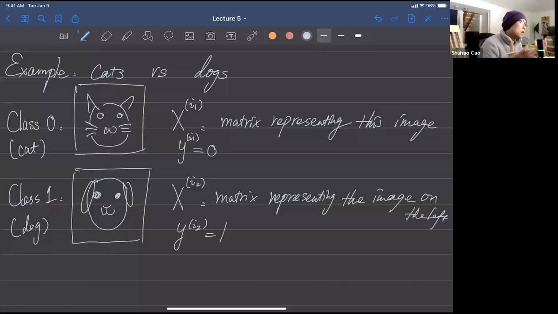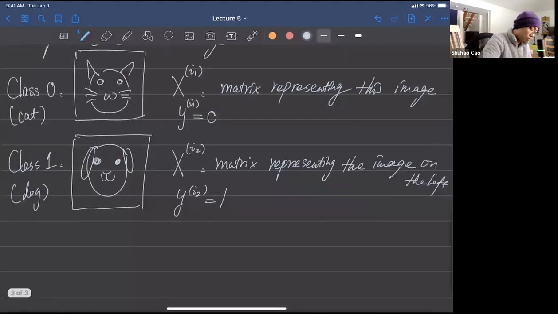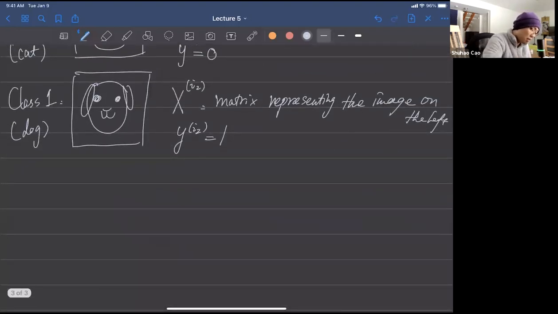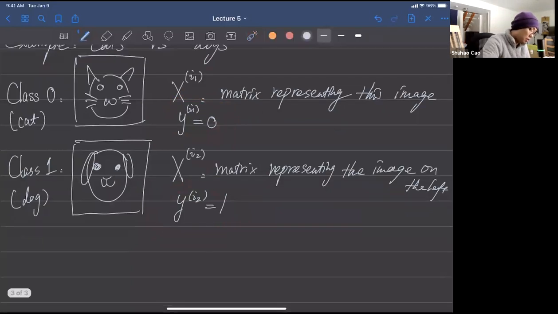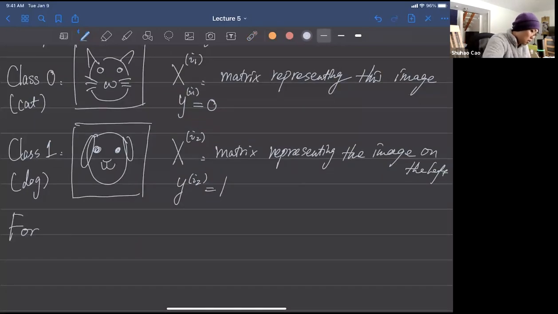This is how we convert this type of problem into a mathematical abstraction. And even more, we want to convert this into a probability distribution. So let's see how we do it, okay? We would like to rewrite these two labels using probability.